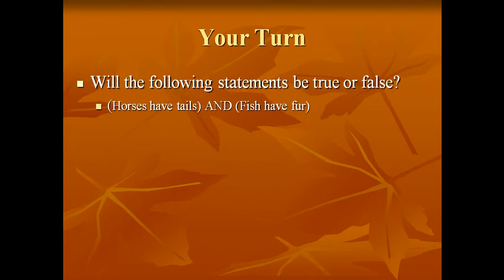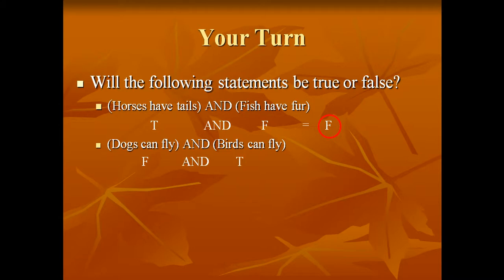So this time we'll take a look at using the AND operator. And is true when all of the statements are true. So here, horses do have tails, but fish do not have fur. So this will be a false statement with the AND operator, because together they don't make up a true statement. One of them is false. Same problem happens here, false and true. Both of them would have to be true in order to make this whole thing equal a true statement.